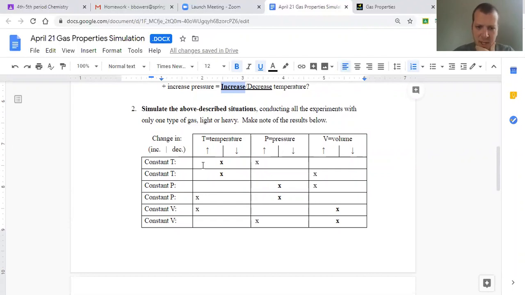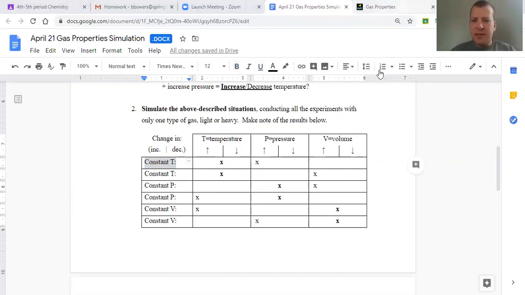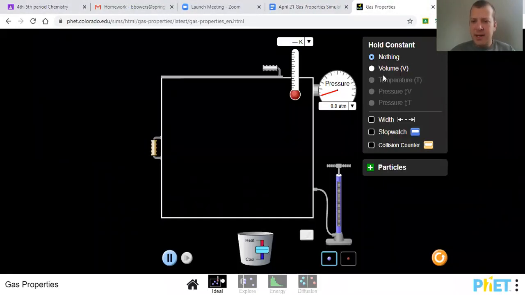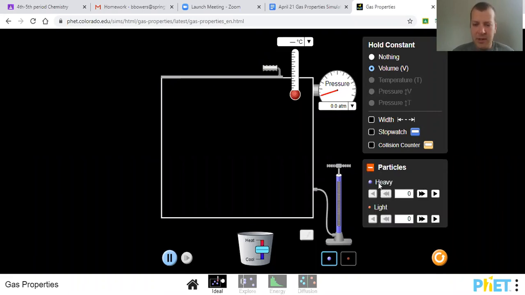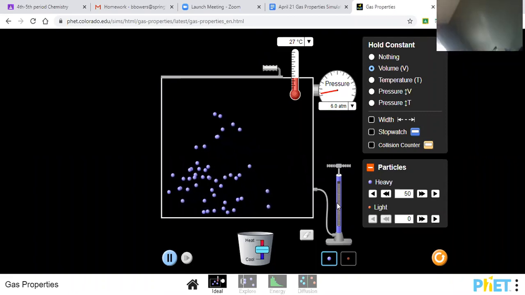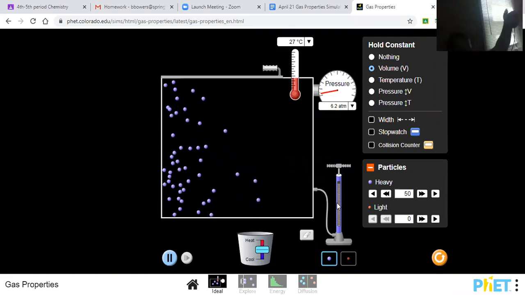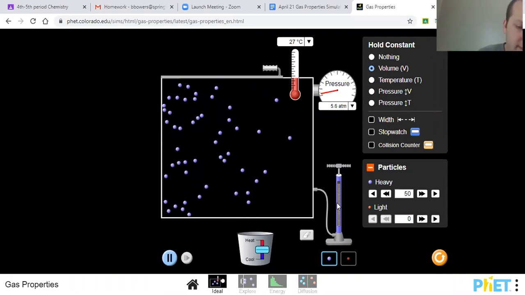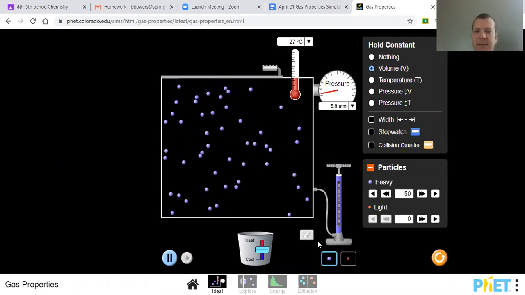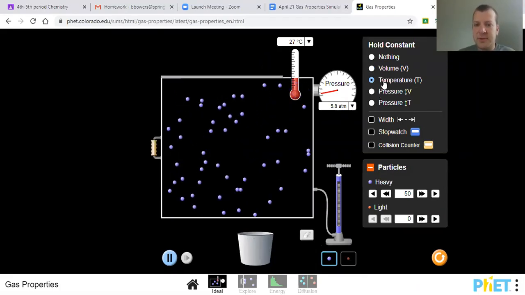So I'm going to walk through a couple of these examples real quick. At a constant temperature, I'm going to go back to my simulation here. What am I going to hold constant? Well, I can hold my volume constant. But if you add particles, let's add some heavy particles. My computer about died there. Now I'm going to hold temperature constant because that's what the worksheet says.